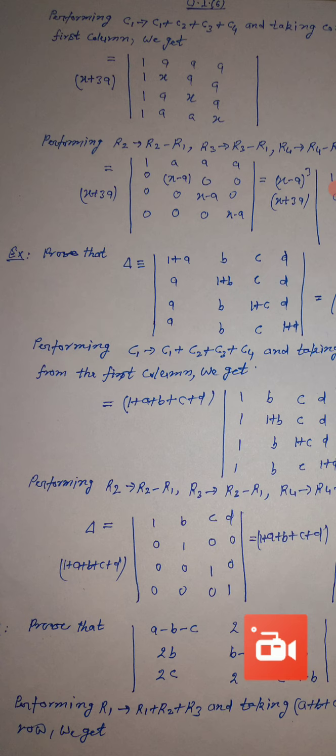Next example is that delta is equal to 1 plus a b c d in first row, and in second row a 1 plus b c d. In third row a b 1 plus c d, and in fourth row a b c 1 plus d. You have to prove that this is equal to 1 plus a plus b plus c plus d. This is also very simple.